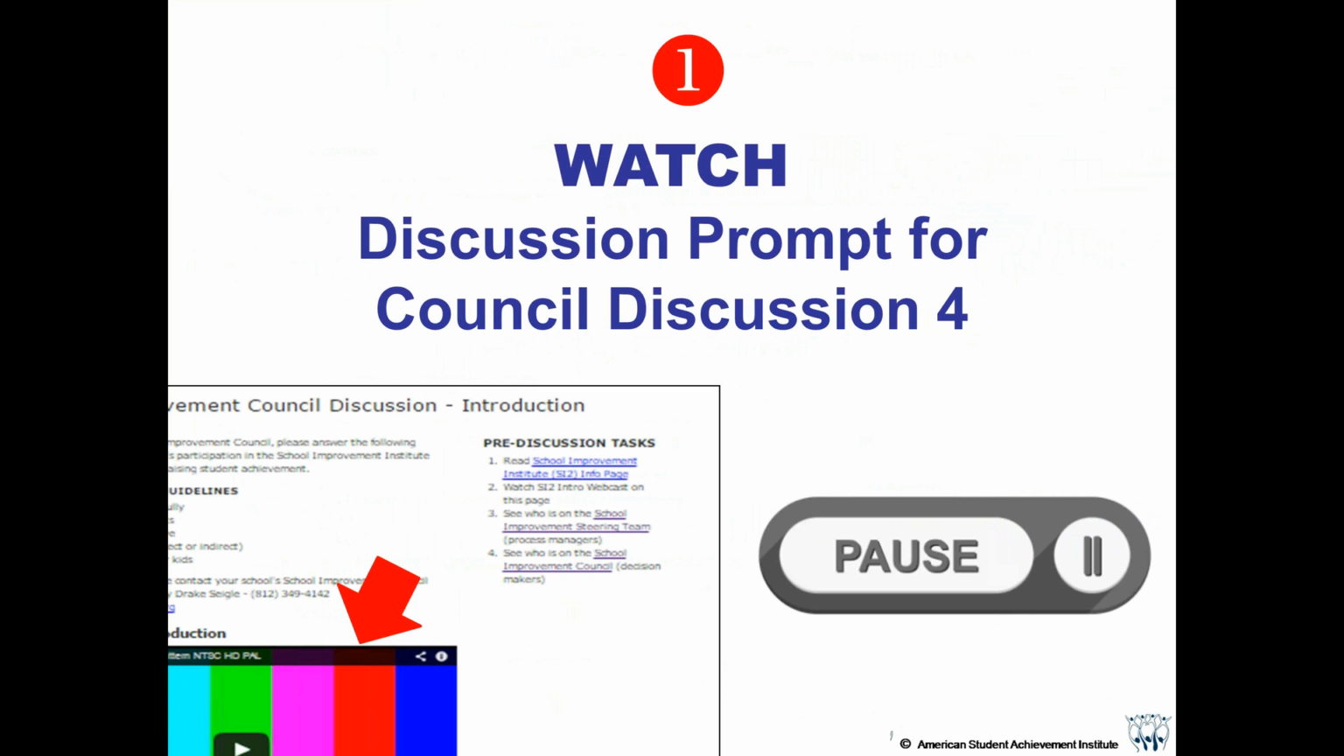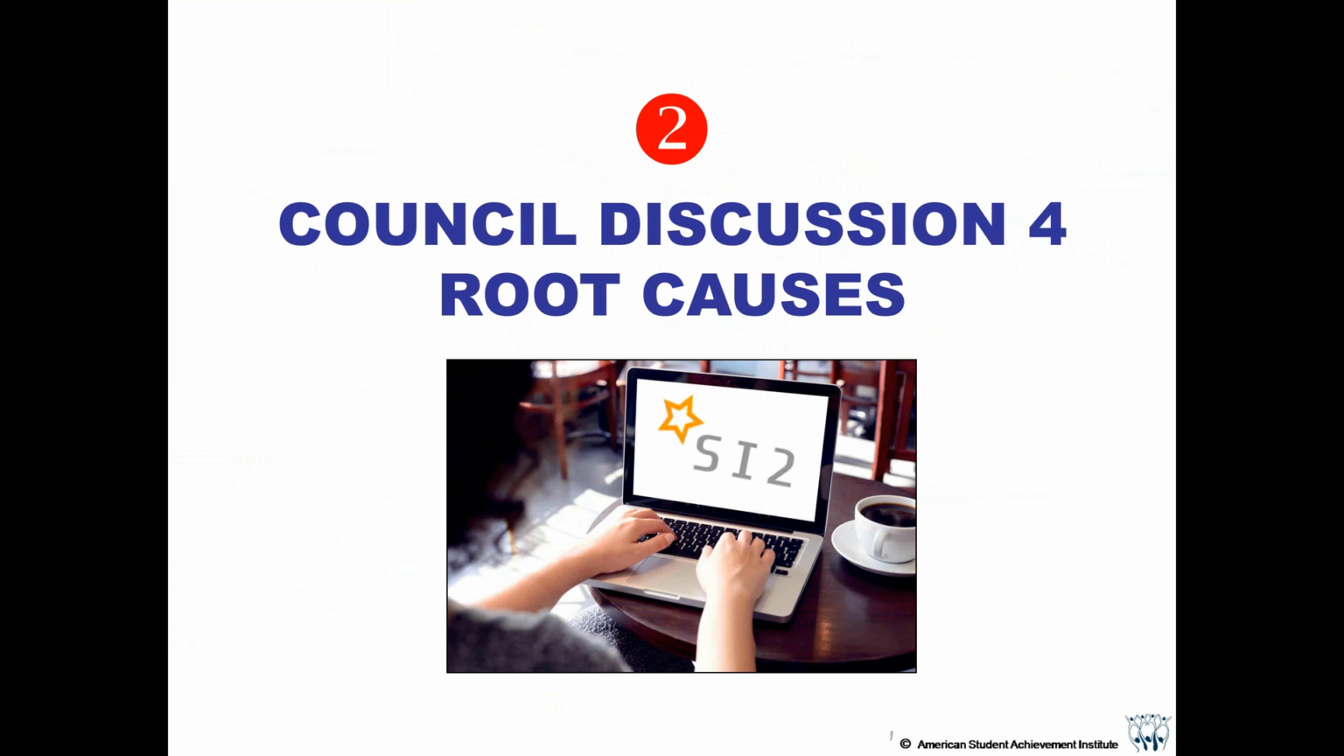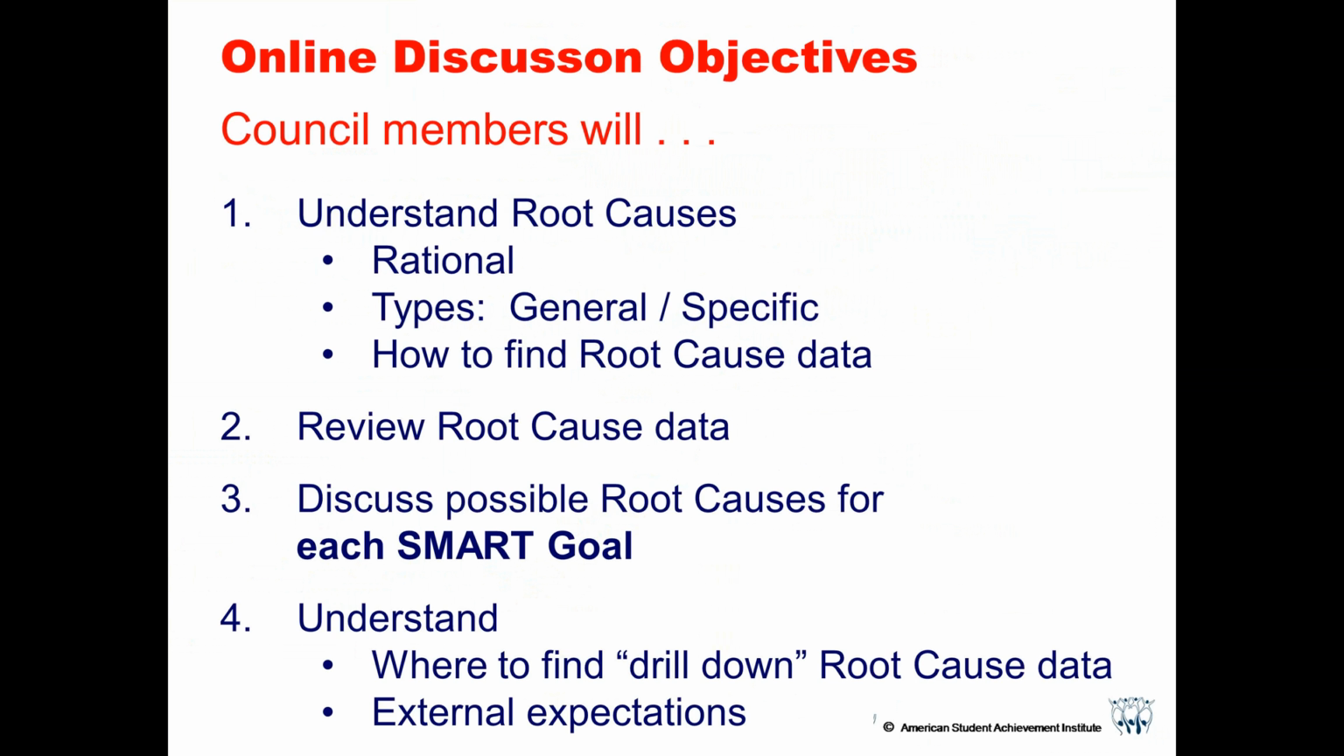Okay, so everybody has now watched the council discussion 4 prompt, and we're ready to go on and prepare for that discussion. So we're preparing for the council discussion about root causes. Let's begin with an overview. There's 4 objectives that we want your council members to meet.